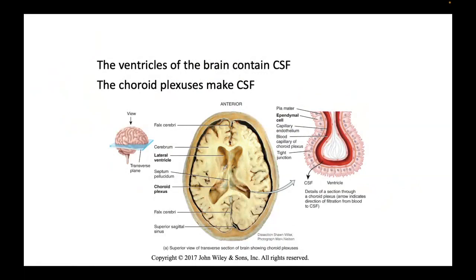Again, when we look at the brain, look at that cross section, we can see the lateral ventricles. The choroid plexus is lined with ependymal cells. Okay, so here is the choroid plexus, and we can see the ependymal cells. All of these are ependymal cells, and they're going to produce CSF, cerebrospinal fluid.